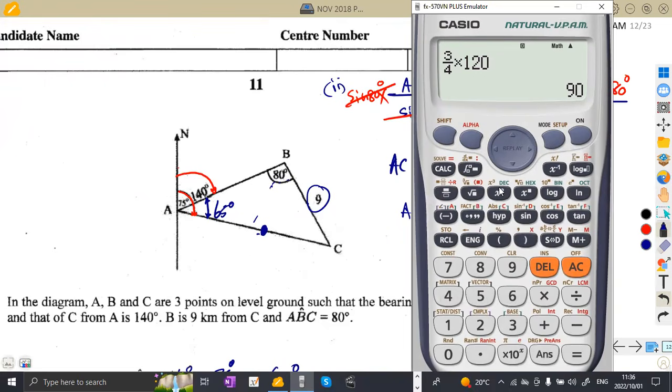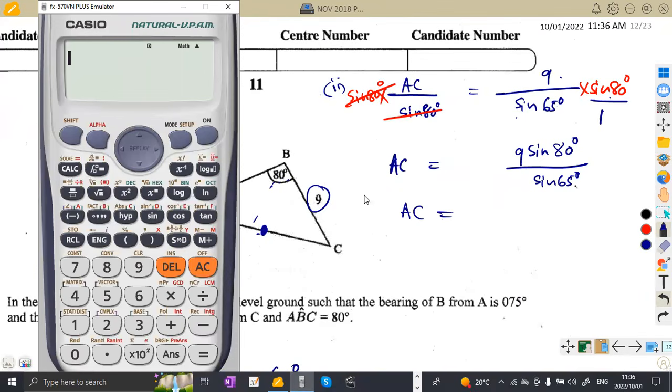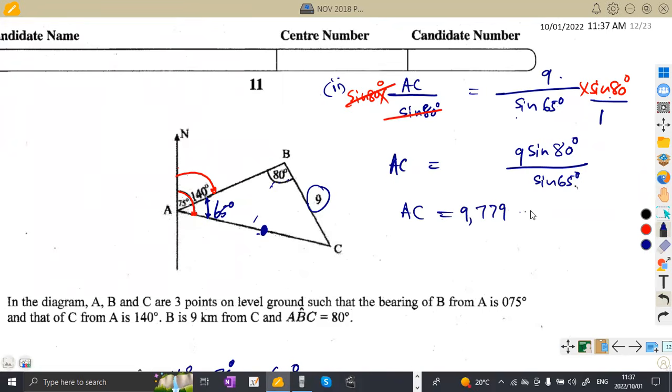All right, so let's see. I want to shift this a little bit so that we can use our calculator here. All right, so we have 9 sine 80 degrees, as a fraction. Make sure that your calculator is in degrees, over sine 65. So from this part, you're going to obtain 9.779 or something like that.